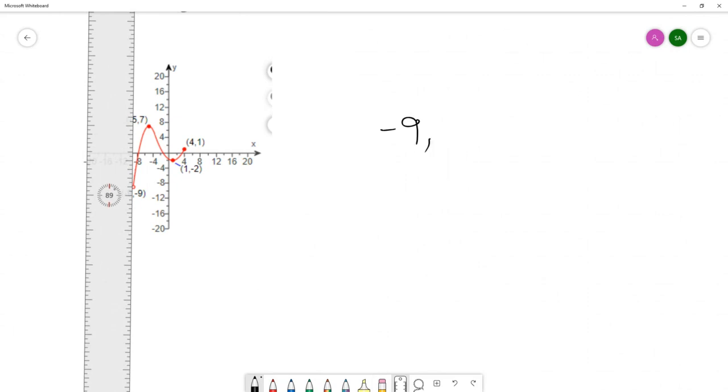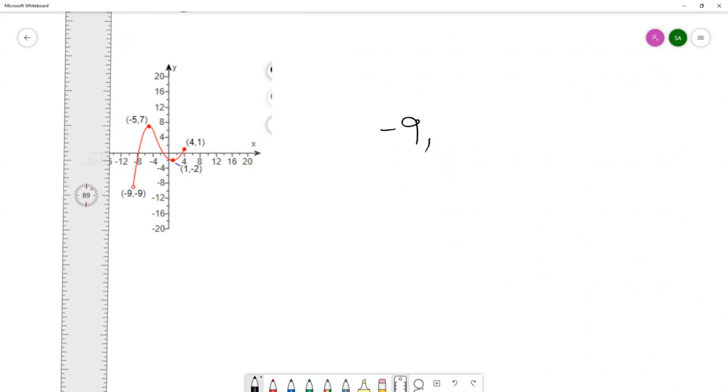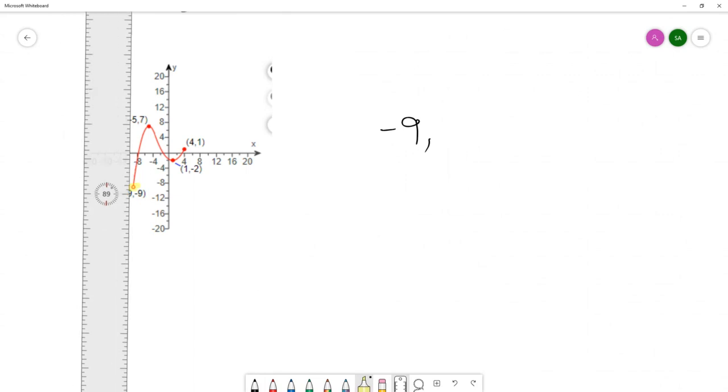Now that point, the negative 9, is an open circle, which means that that point is not part of the graph. So I'm going to use a parenthesis next to that negative 9 to make sure that I'm not counting that point in the domain.